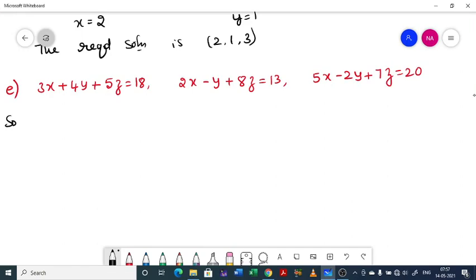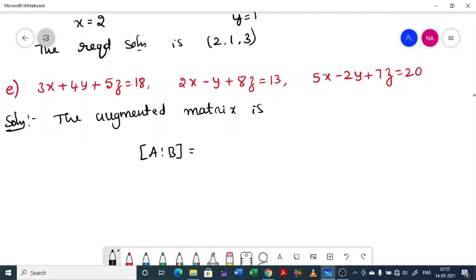Solution. So the augmented matrix is [A : B] equal to 3, 4, 5 colon 18; 2, minus 1, 8 colon 13; 5, minus 2, 7 colon 20.